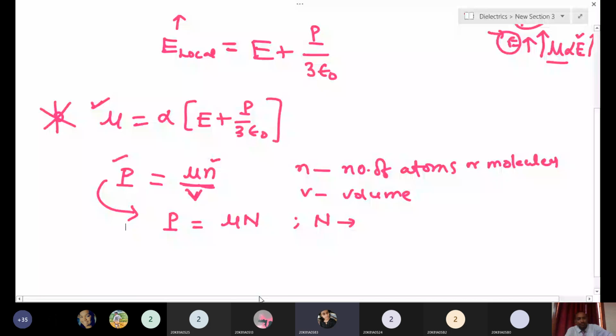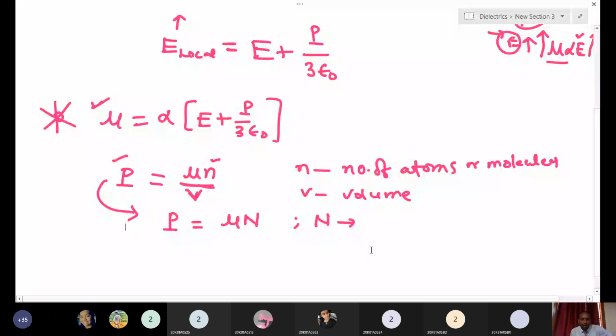Number of atoms per volume. Yes, very good. Number of atoms or molecules, whatever you can write, it's not a problem. Molecules per unit volume. Okay, we are taking it like this.